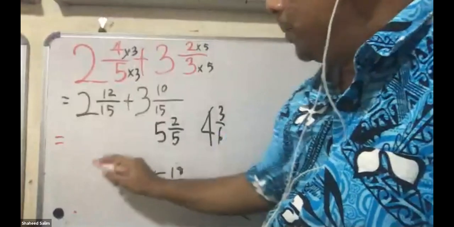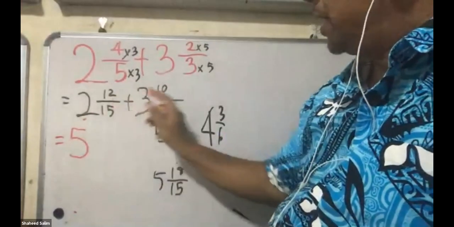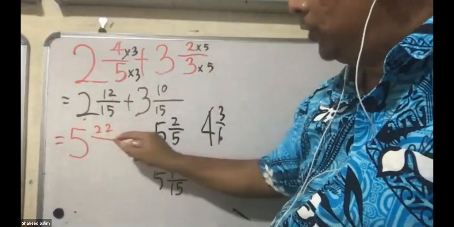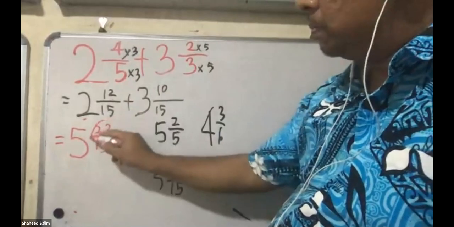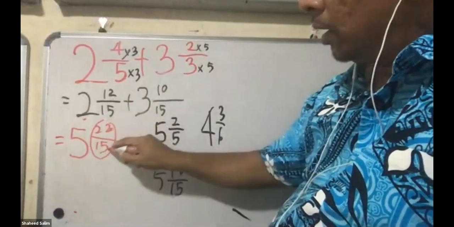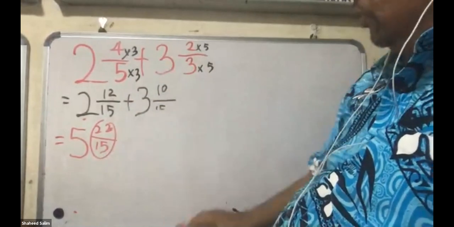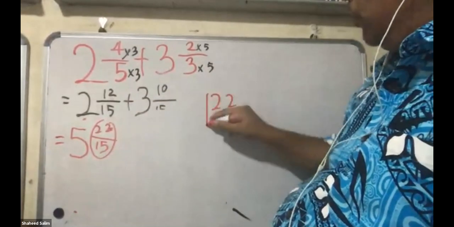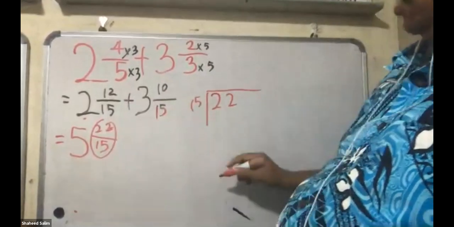Answer is wrong. I forgot to times. Wait, hold on. Then what happened? 2 plus 3 is 5. 12 plus 10 is 22 over 15. 22 over 15. This is bigger than the bottom. So we have to do like that. 22 divided by 15. But you see, I have not learned how to divide by two numbers. Never mind, you will learn now.